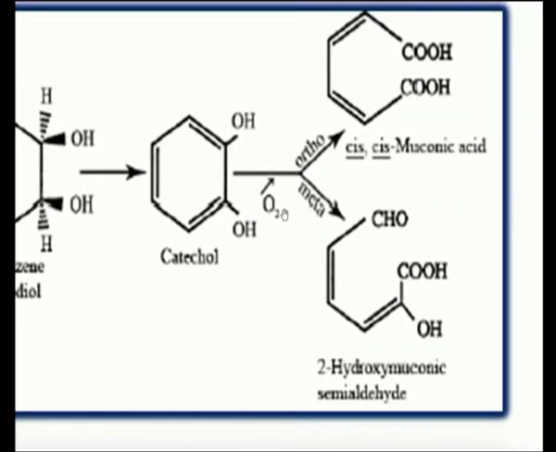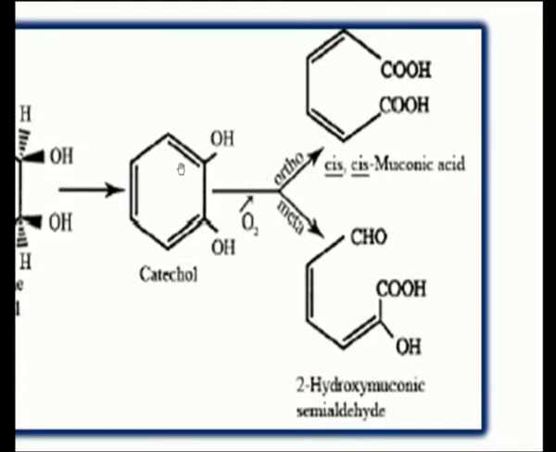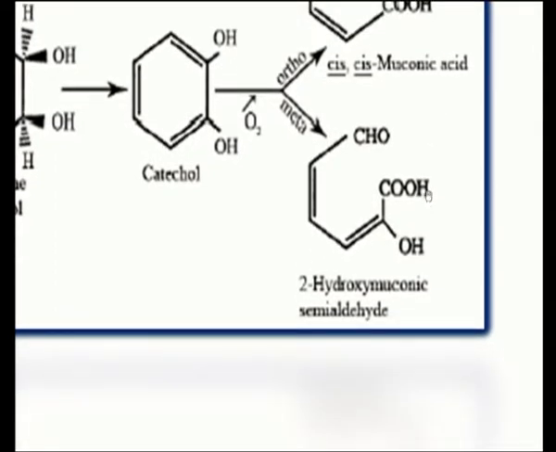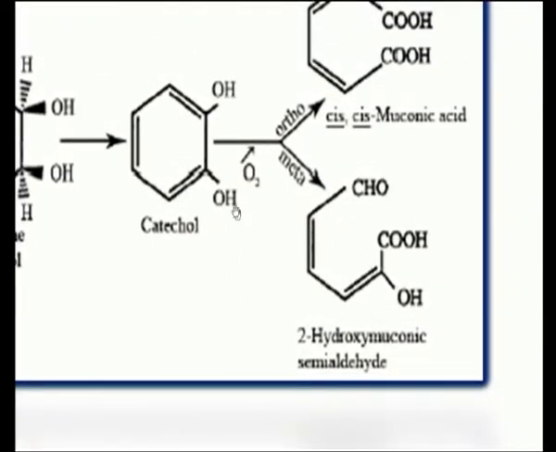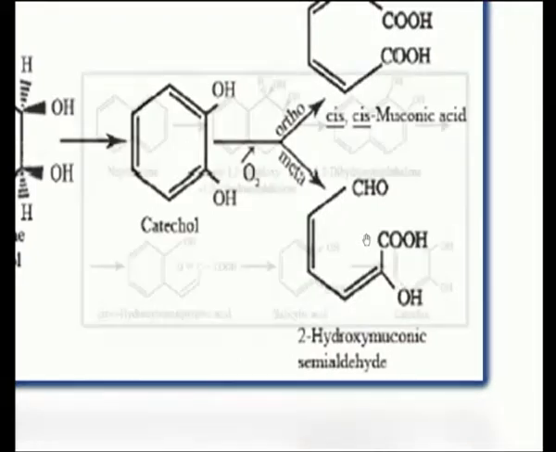Catechol further reacts with oxygen. It can cleave the bond adjacent to the hydroxy groups or the bond in between the hydroxy groups. So, it will produce a dicarboxylic acid, cis,cis-muconic acid, or on the other hand it can produce an aldehyde and acid, 2-hydroxymuconic semialdehyde. Once the ring is broken, further degradation will easily happen.